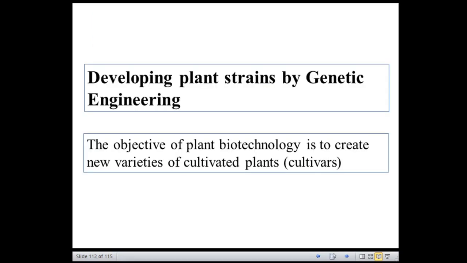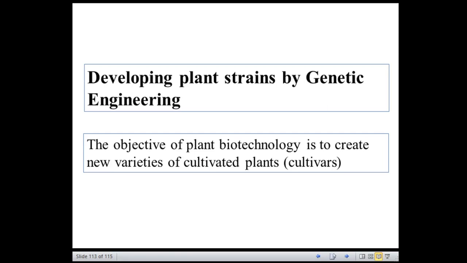Next, moving on to another concept of plant biotechnology, that is developing plant strains by using genetic engineering tools. So the principal objective of plant biotechnology is to create a new variety which can be cultivated. We call them cultivars. And many of the studies have focused on developing strains that give better yields without intentionally changing the food content of the plant.